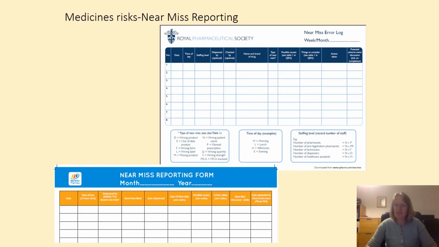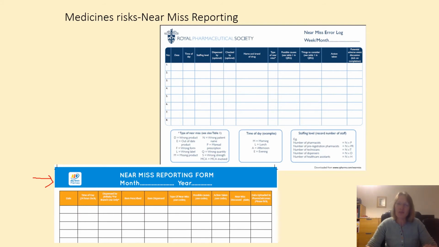So make sure you fill these in. And these are just some other near miss logs, just so that you know there are other forms out there. You can see the RPS one at the top, the Royal Pharmaceutical Society produce one. This is a paper form that you can fill in, lots of boxes on there to fill in, and then at the bottom here this is our Day Lewis one, which is actually quite based on the RPS one and various other things that we've found to be important in our pharmacies, and people fill this form in on paper when they've made a near miss in the pharmacy.